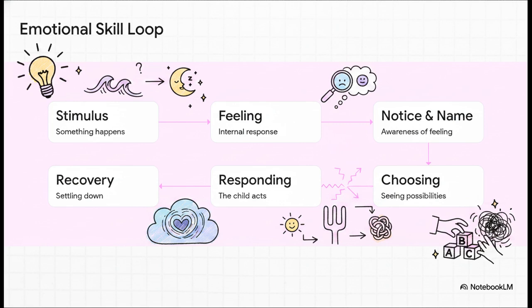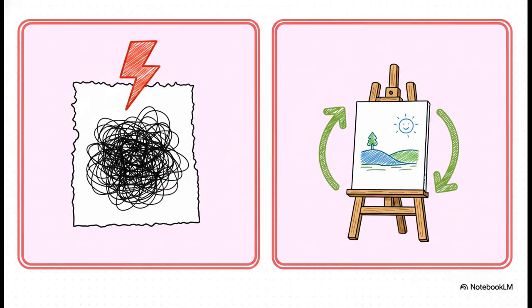And here is why this is absolutely crucial for us. Your design can intercept, support, or completely break this exact loop at any single moment. If the design rushes the child, the loop snaps, and they get stuck merely reacting instead of learning. Let's look at a real-world illustration of this.